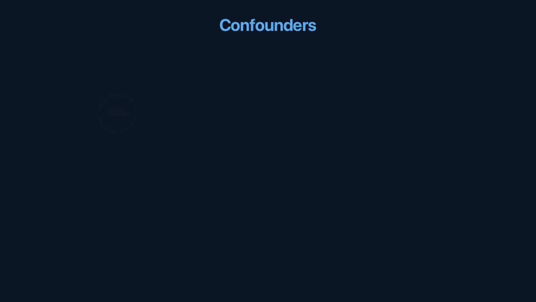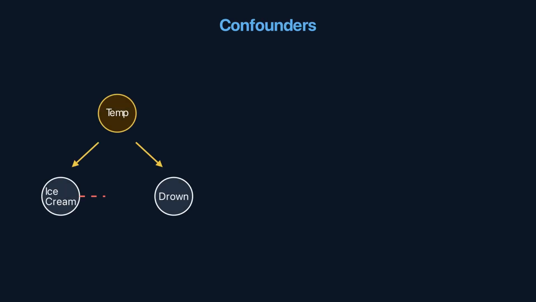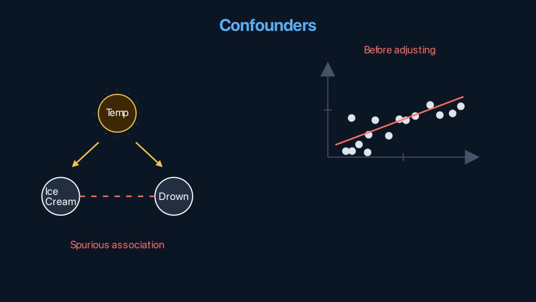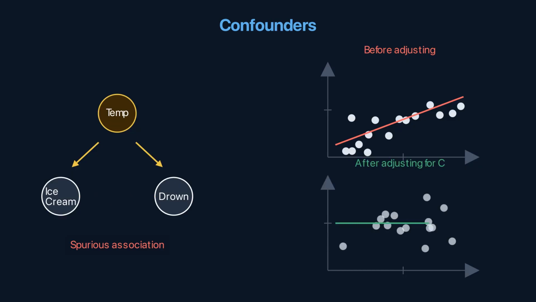A confounder causes both exposure and outcome. Fork structure: temperature causes ice cream and drowning. Adjust for temperature and the spurious association disappears.